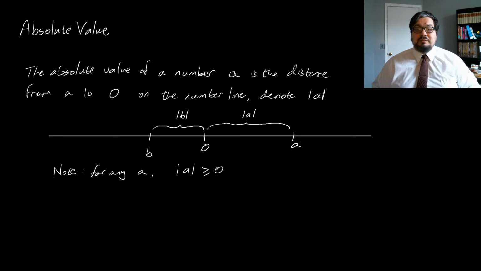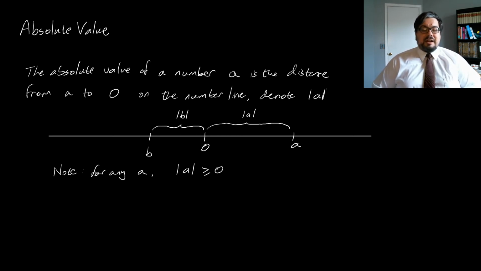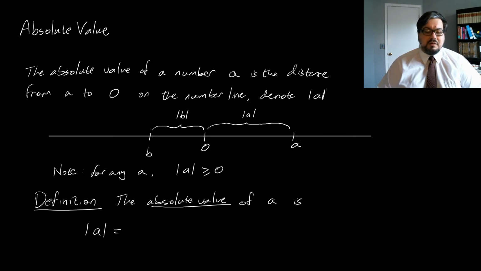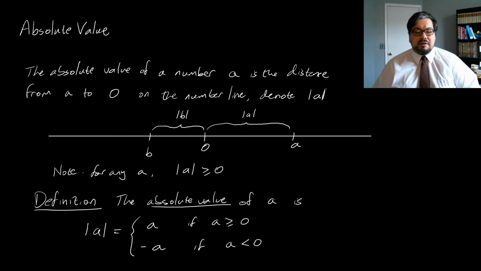So this is intuitively what the absolute value is, the distance from a number to 0. Another way of defining it is via a formula. And so this is the technical definition. The absolute value of A is, well, one of two things. It's either equal to A if A was already non-negative, and it's equal to the opposite of A if A is less than 0.